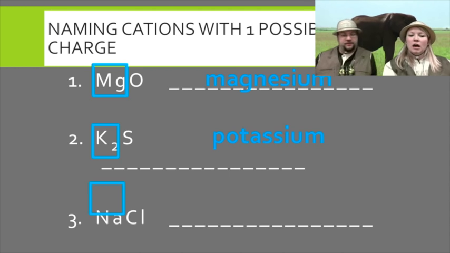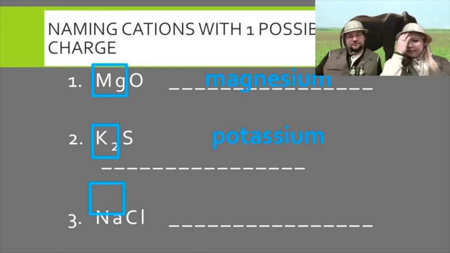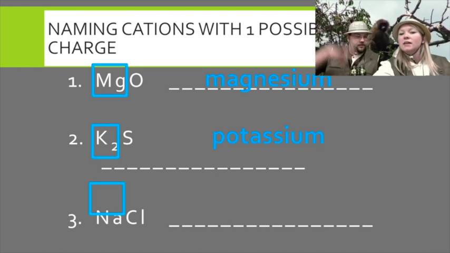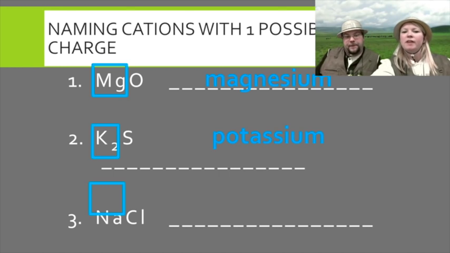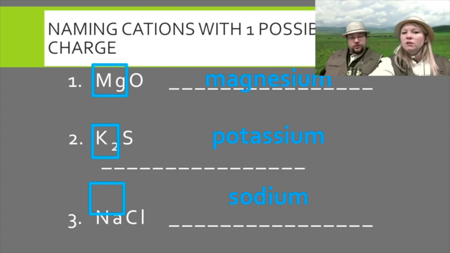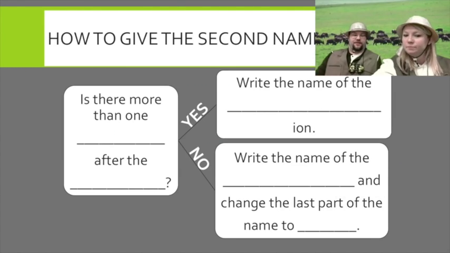And then the last one is supposed to have a box around NaCl. I'm not sure what happened to my spacing. I think because we're on safari, the resolution is different. Exactly, it's different in Africa. So Na is sodium. Very good. For any of the cations, you just list their name. Can't get any easier.